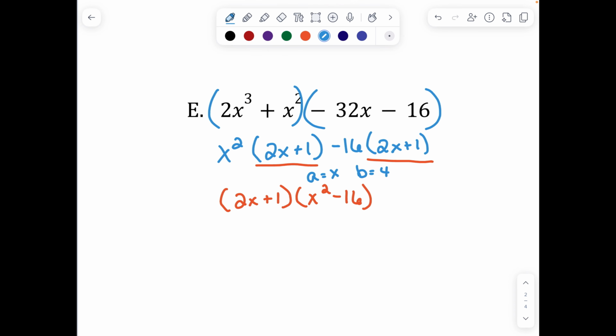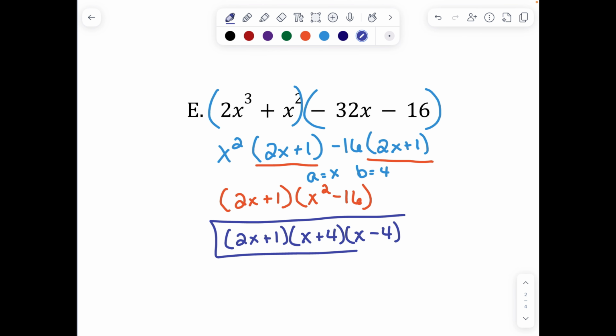So a is equal to x, b is equal to 4. So we're going to go ahead and factor into 2x plus 1 times x plus 4 times x minus 4. And that's going to go ahead and be our final answer.